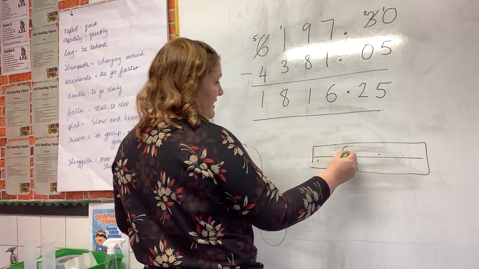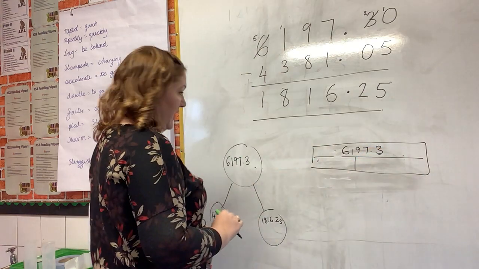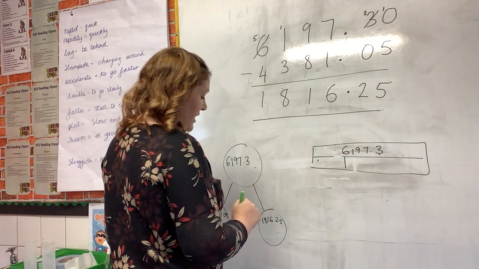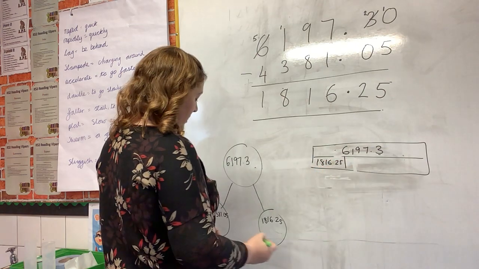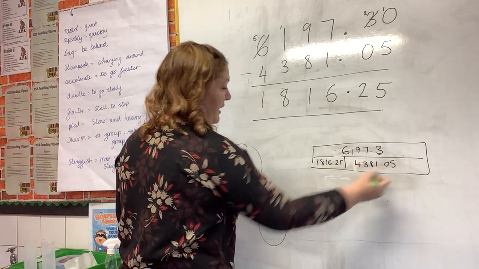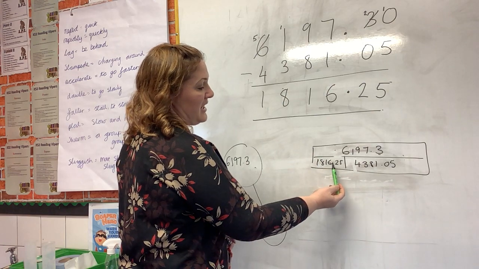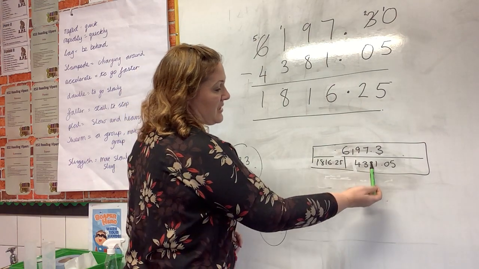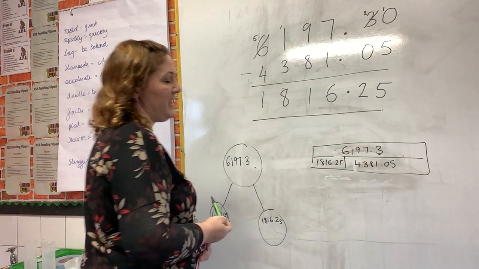My total is 6,197.3, and my two parts, I have a smaller part and a larger part. So actually I'll represent that line a bit more like that. My smaller part is 1,816.25, and my larger part is 4,381.05. So again, I know that if I subtract 1,816.25 from this, I'll be left with this, and if I subtract this from this, I'll be left with this. So the model, you can use it in any way.